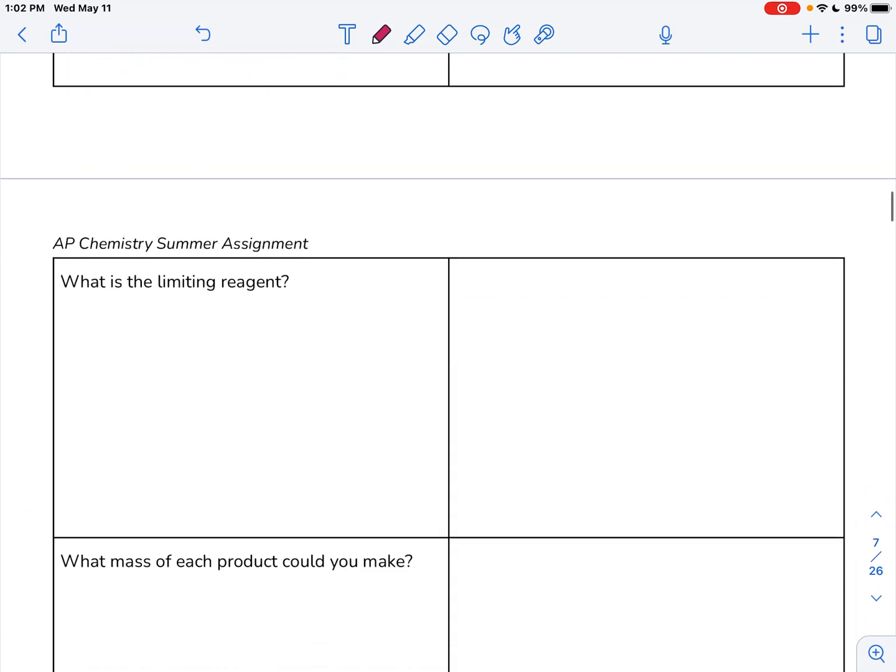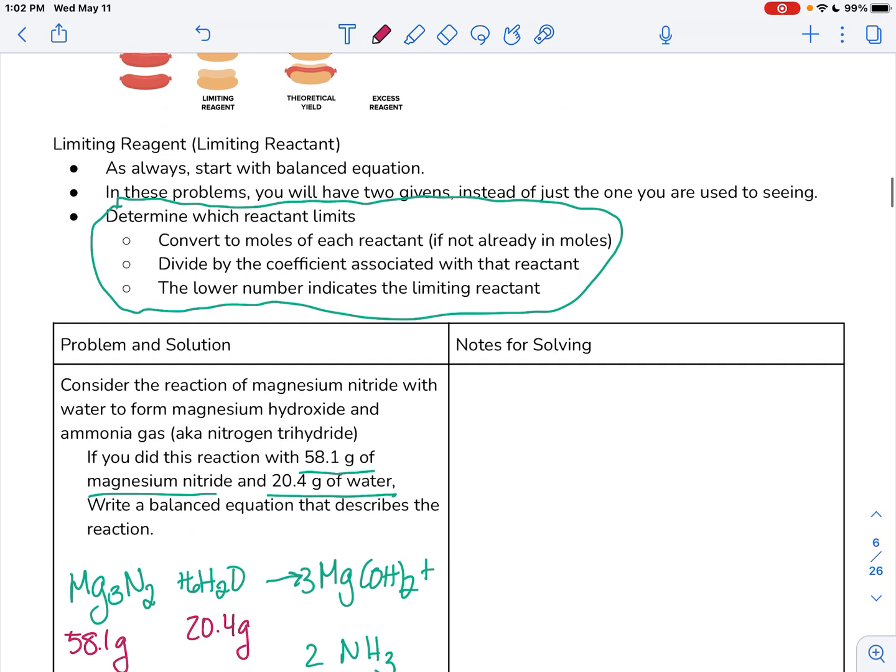The next part says, what is the limiting reagent? And that's when we can use this little trick. For the little trick that I circled up here, you convert to moles of each reactant if it's not already in moles. So if they give you moles, you don't even have to do that. And then divide by the coefficient in the balanced equation. Now, when we do this, again, it's not any type of science when we divide by this coefficient, but the lower number after we divide will tell us which one limits. So it's a really helpful, quick, easy trick.